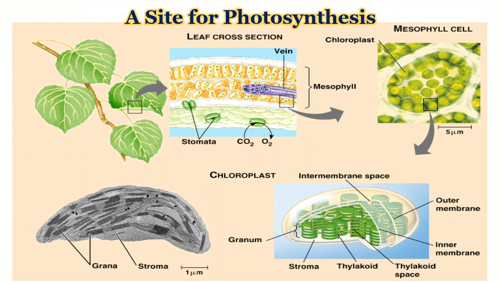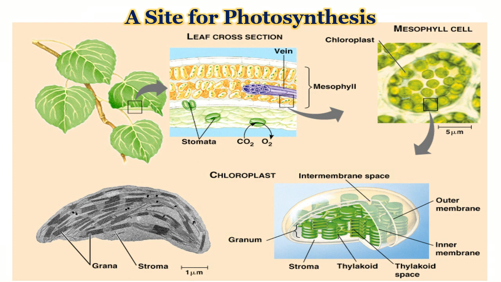Now this is the site for photosynthesis. In the cross section of a leaf, we can see different cellular levels. At the lower surface of the leaf, there is a stomata. This stomata acts as an entry and exit point for the gases. Carbon dioxide enters and oxygen leaves.